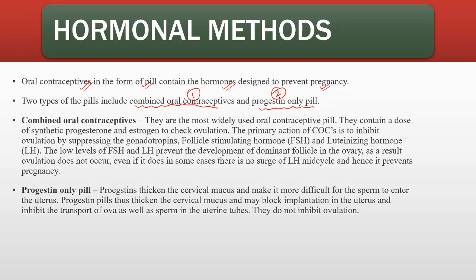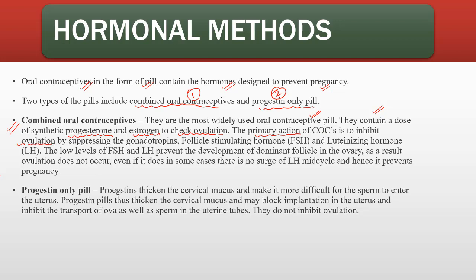Two types of pills are there. First is combined oral contraceptives, and the second is progestin only pill. Combined oral contraceptives are the most widely used contraceptive pills. They contain a dose of synthetic progesterone and estrogen to check ovulation. They just have to check the release of the egg. The primary action of oral contraceptive pills is to inhibit ovulation. This is the primary action.